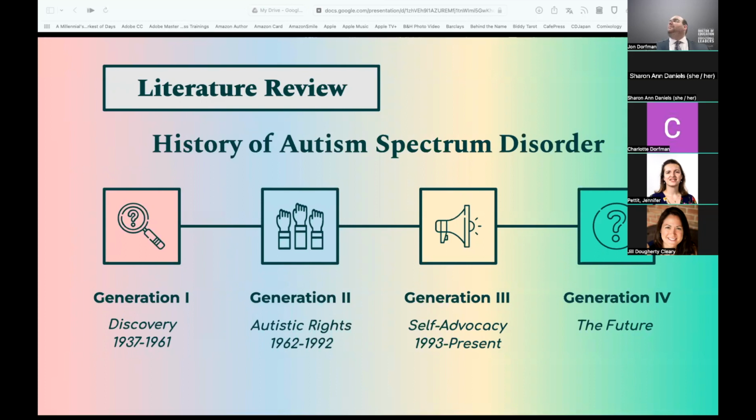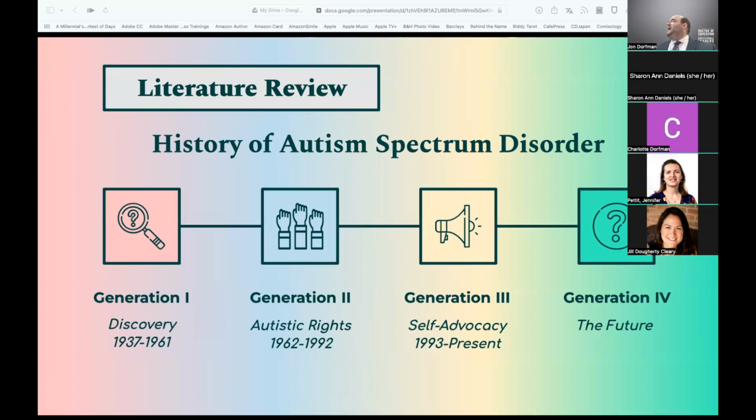About 1962, we go into the second generation, autistic rights. This is when parents and caregivers start speaking up to advocate for their children that, hey, we shouldn't be institutionalizing them just because they have this disability. We need to provide more resources to bring them up to speed socially and everything.